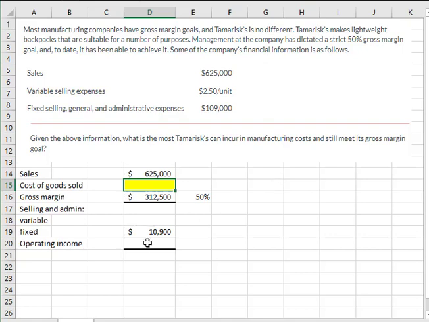So the selling administrative doesn't matter. You don't need those two numbers. They are a distraction. Cost of goods sold is sales minus gross margin.